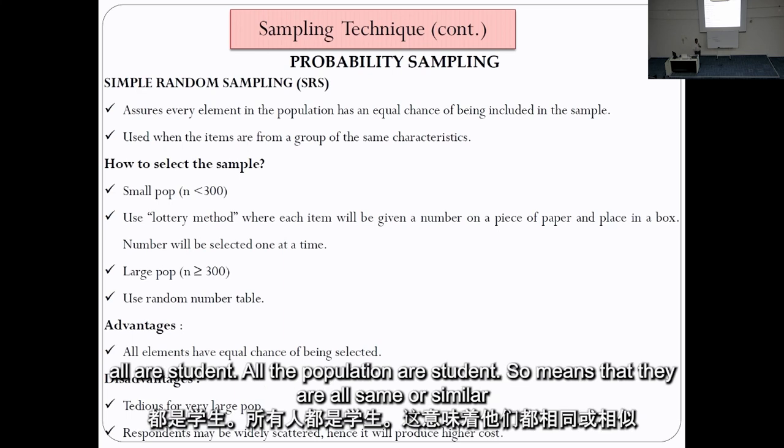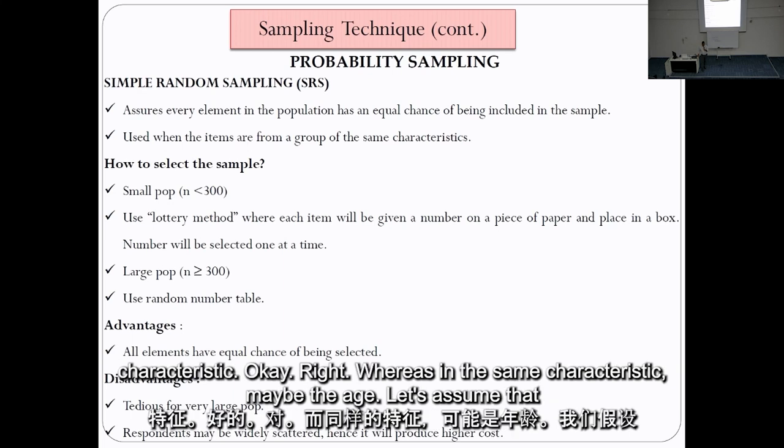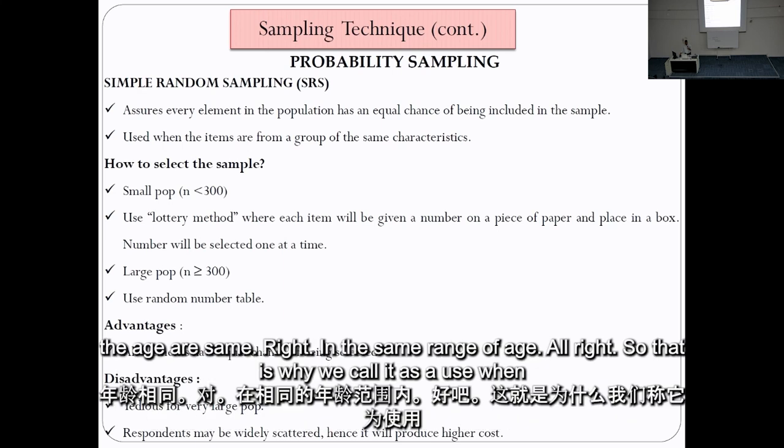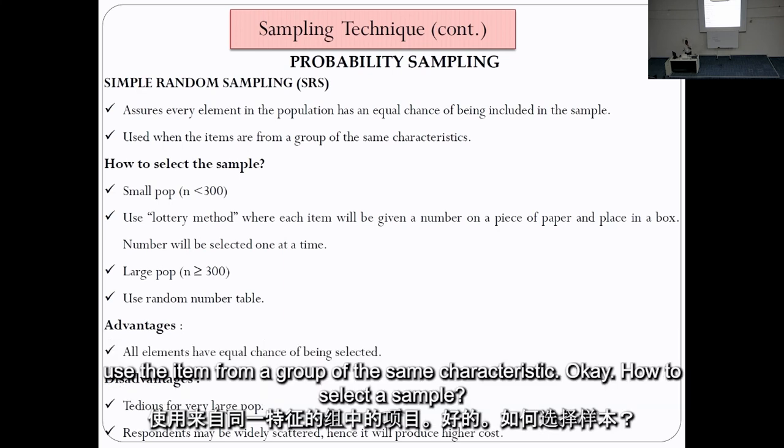Maybe all the population are students, so they all have the same or similar characteristic. What else? In the same characteristic, maybe the age. Let's assume that the age is the same, in the same range of age. So that is why we use it when the items come from a group of the same characteristic.